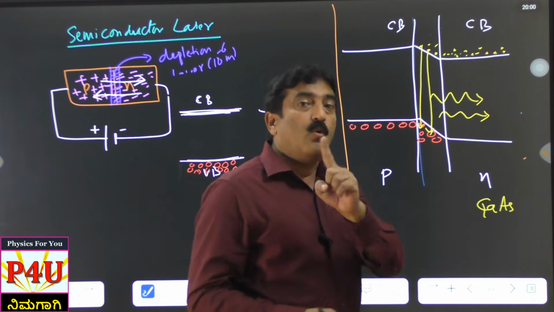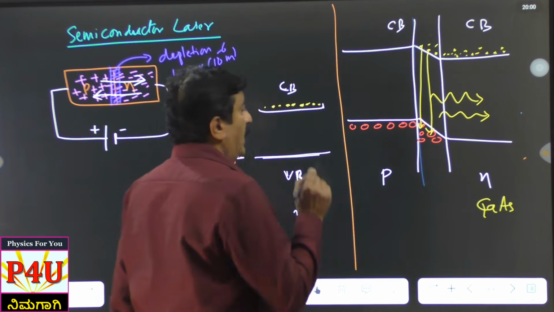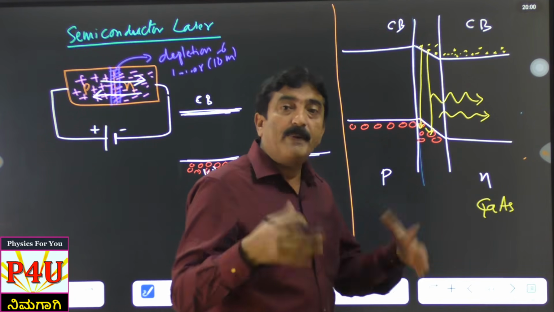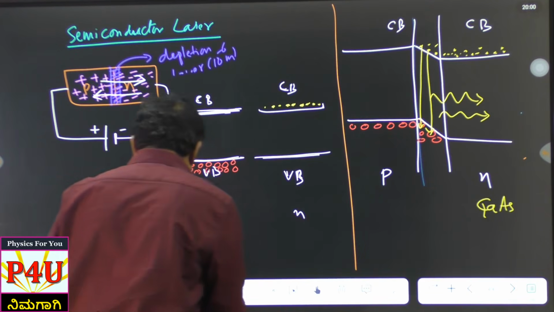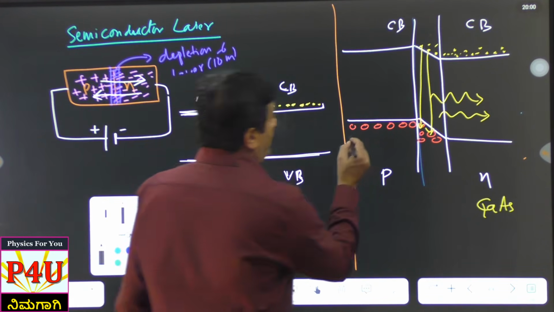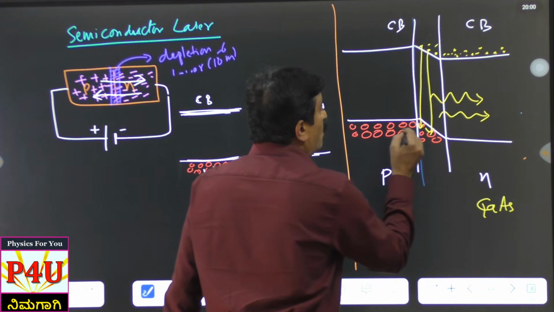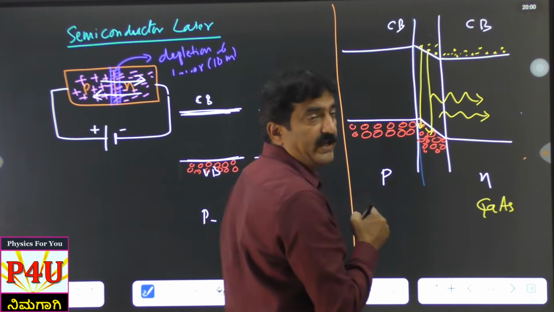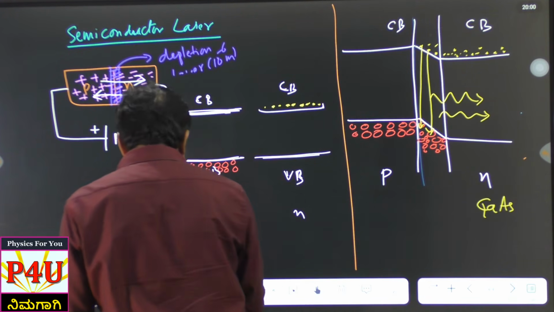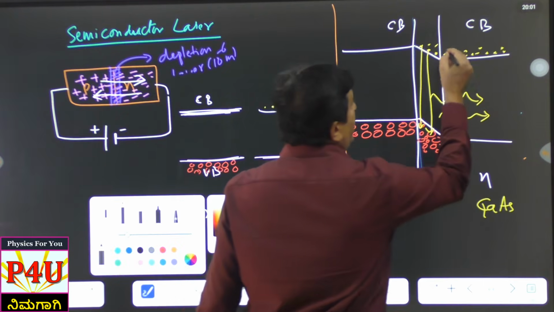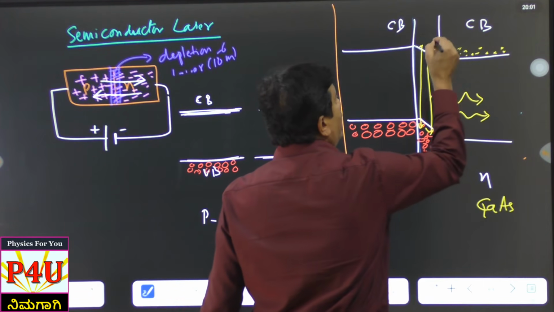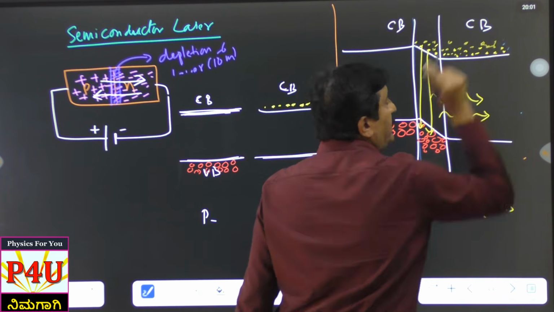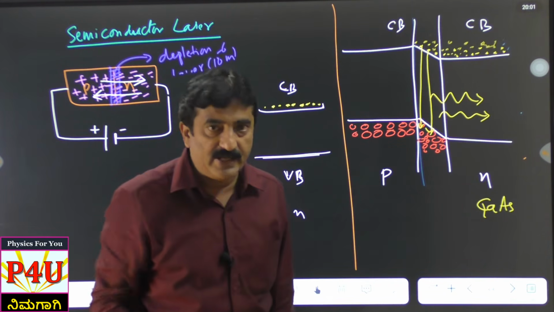For that, what do I have to do? First of all, I have to dope this P side heavily so that there will be more holes. When you dope it heavily, you will get more holes, so the number of holes increases. Similarly, I have to dope this side heavily so that I get more electrons. So the first requirement: doping concentration should be increased.